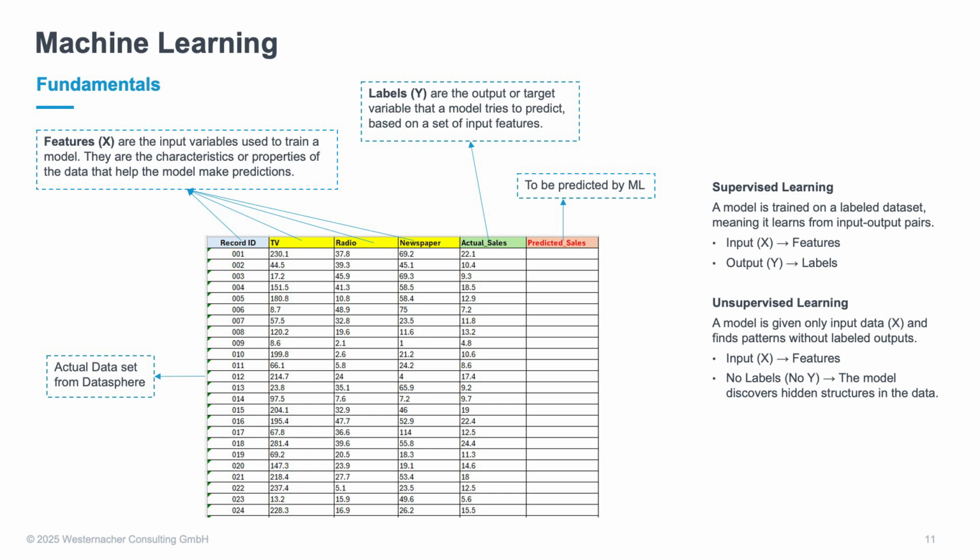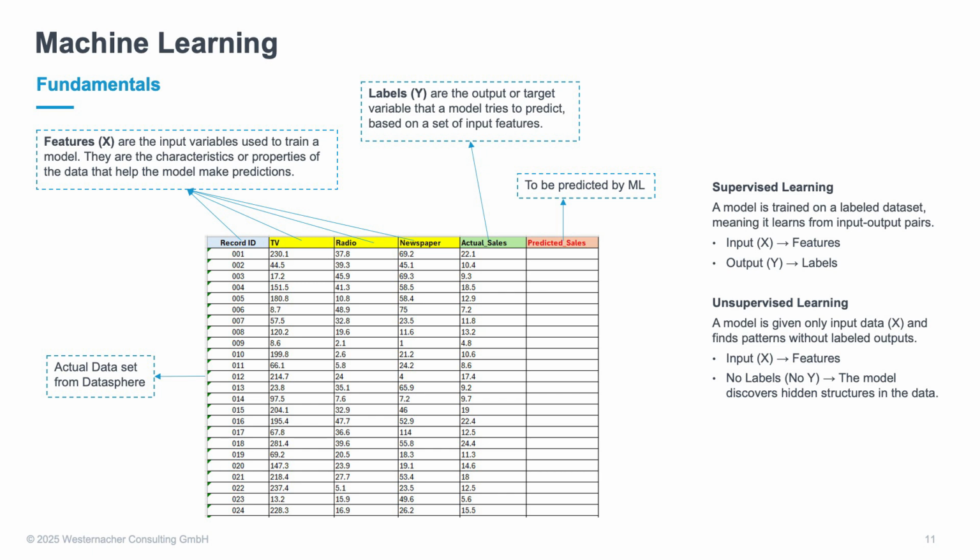Normally the input in the machine learning world is referred to as features. Features are the input variables used to train a model. They are characteristics or properties of the data that help the model make predictions. Now, actual sales is a label, the output or target variable that a model tries to predict based on a set of input features.